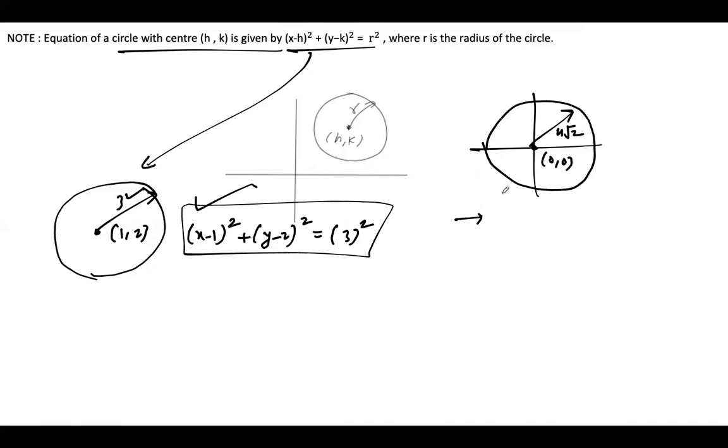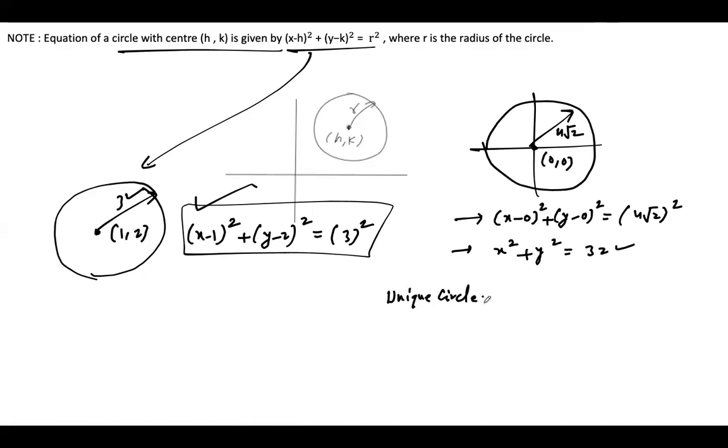x square plus y square is equal to x minus 0 square plus y minus 0 square is equal to radius square. So x square plus y square is equal to 632. All right. In order to make a unique circle, how many points do you need? 3. 3 points, as we have discussed.